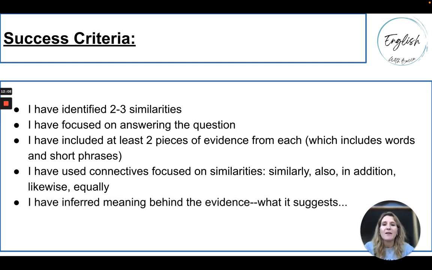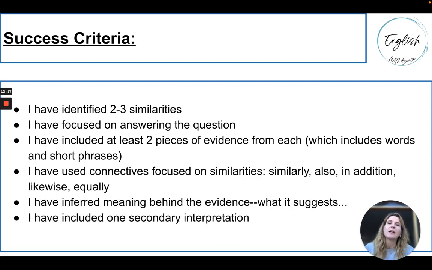And I have inferred meaning behind the evidence, what the evidence is suggesting to me. And I'm using my own words to say what it suggests. I've included at least 1 secondary interpretation gets you the top marks. So you would say, I can infer this. However, perhaps it might also suggest this.